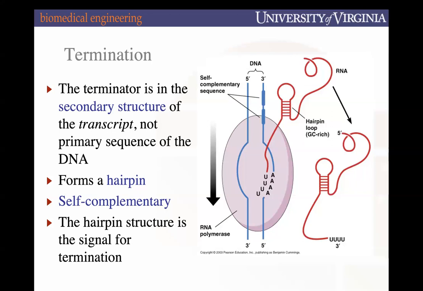This hairpin secondary structure provides a mechanical cue to RNA polymerase that this is the terminator region and transcription needs to stop. So the hairpin structure is a key feature of mRNA that serves as a physical and biophysical cue for the end of transcription.